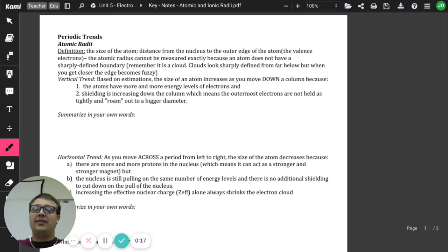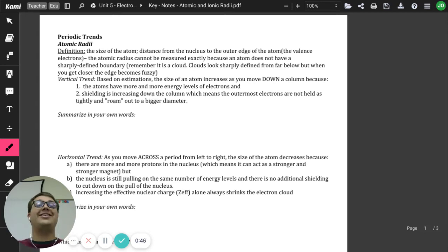Now, again, the lesson is going to be on periodic trends, specifically atomic radii and ionic radii today, all right? So let's go ahead and get started. So atomic radii and ionic radii. So what do we know? Well, first off, we need to know what radii is. Well, radii is the radius or the size of an atom. And so what we're doing is we're trying to see how big an atom is in comparison to other things on the periodic table. All right.